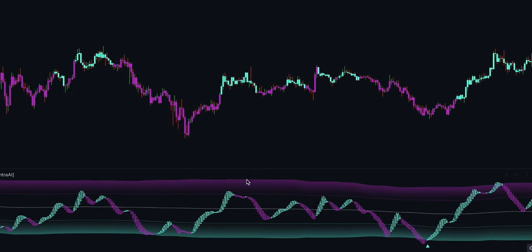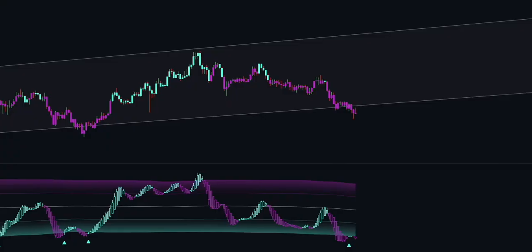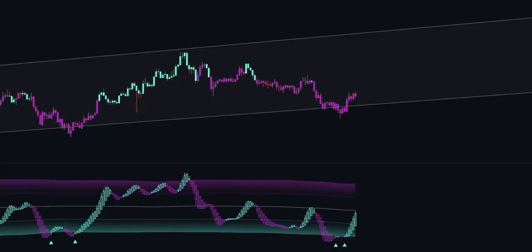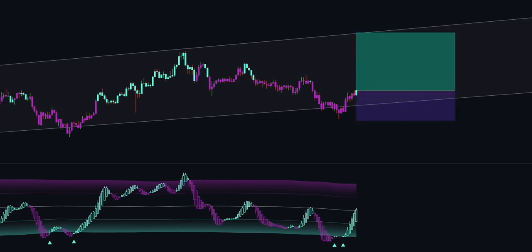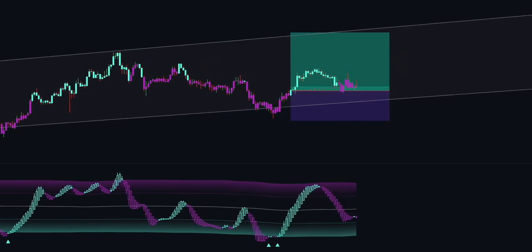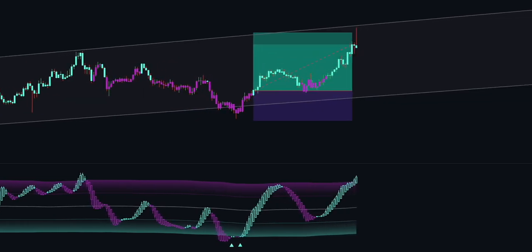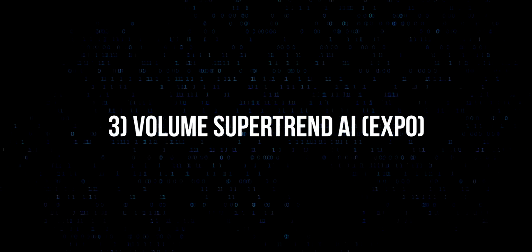To take maximum advantage of this amazing indicator, play around with the settings to find the most optimal ones for the current time frame. The two parameters you should focus on are the NNT smoothing length and standard deviation extreme. These will affect signal accuracy and frequency. I recommend combining this AI oscillator with trend-following indicators like moving averages, trend channels, supply and demand zones, or even with the third indicator on my list, Volume Supertrend AI.